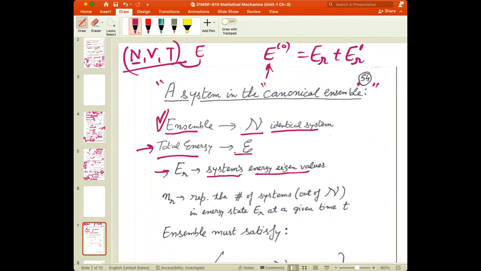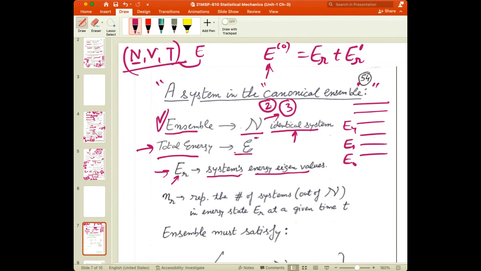These symbols are basically representing the system's energy eigenvalues. Each of these N systems can be in any one of the eigenstates. They may not be equally spaced, they may not be continuous or discrete also. So out of these N identical systems, maybe two systems can be in energy eigenstate E1, and maybe three can be in state, suppose, E4, and so on. They can have different energy values, no problem, because they can exchange energy. Even different systems in this ensemble can exchange energy. That's the whole idea of the canonical ensemble.